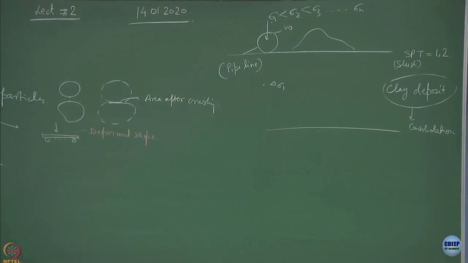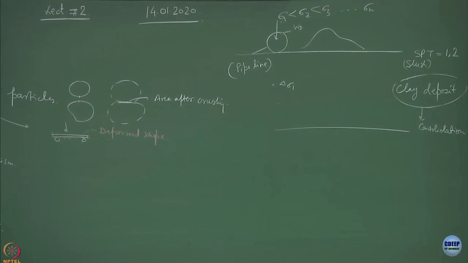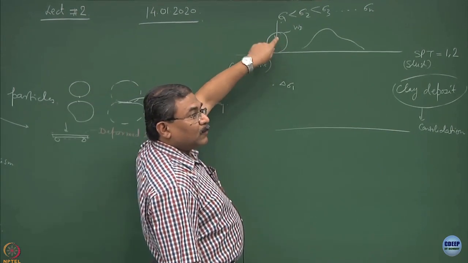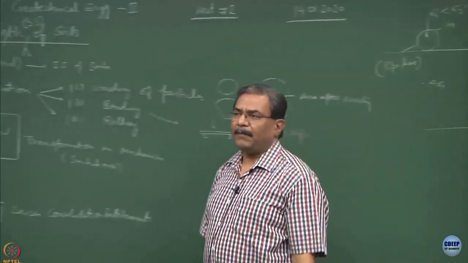Initially I will send, let us say, 1 centimeter column of fluid, 2 centimeter, 10 centimeter, 100 centimeter, 200 centimeter, and so on. So truly speaking, what I am doing, I am loading the system continuously, and hence the stresses are going to increase. Now the question is, what's going to happen?